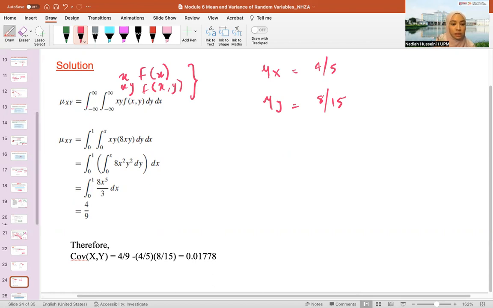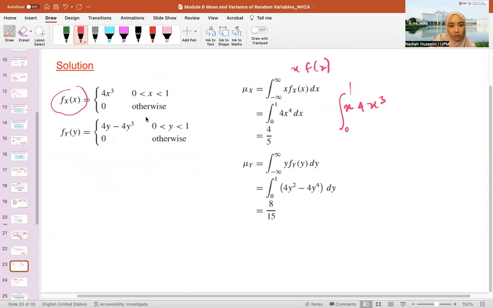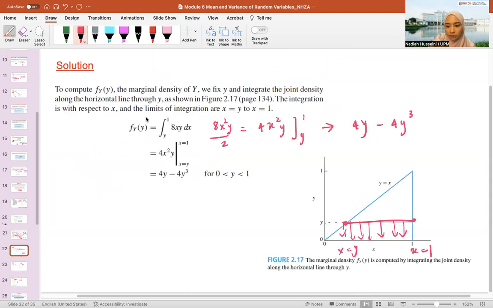So now we want to find the mean, and your boundaries are the same as the region, the triangle region, which is 0 to 1 for x and 0 to x for y. Why is it 0 to 1 and not x to 1? Wait, let me double check on that one. 0 to 1 for x and 0 to x for y.